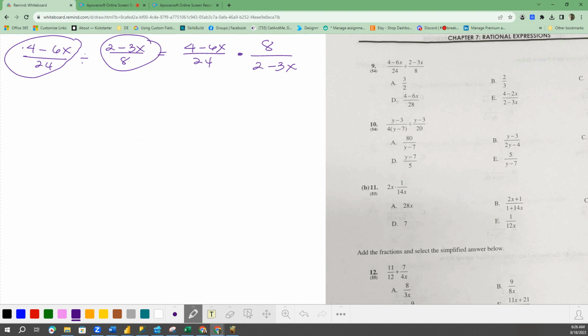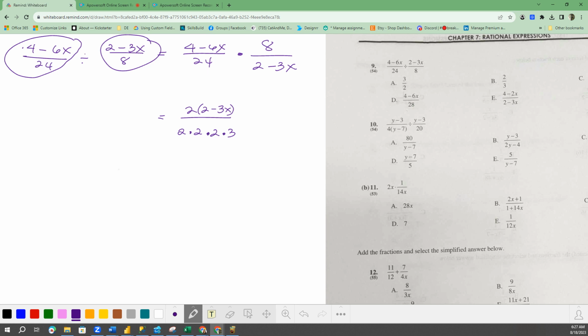Okay, so now that we just have a multiplication, that means we have two fractions, and so we need to factor both numerators and both denominators. All right, let's try the top one. You can factor out the 2, so you have 2 times (2 minus 3x) there. 24 can be factored as 2 times 2 times 2 times 3.